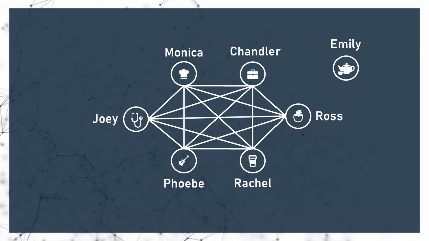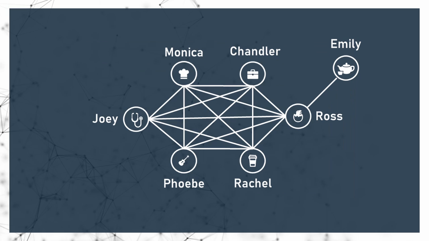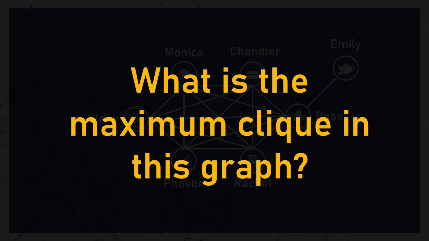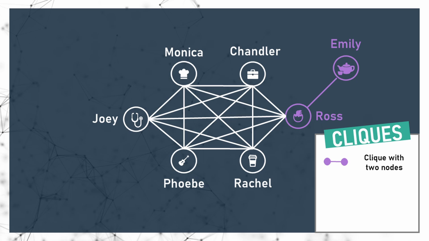Let's include Emily in the graph. She was engaged to Ross, and she didn't have a close relationship with any other character. Can you tell the maximum clique in this new graph? It is still six. Emily is adjacent only to Ross, so they form a clique with two nodes. In other words, we have a clique of six and a clique of two, and the maximum is six.